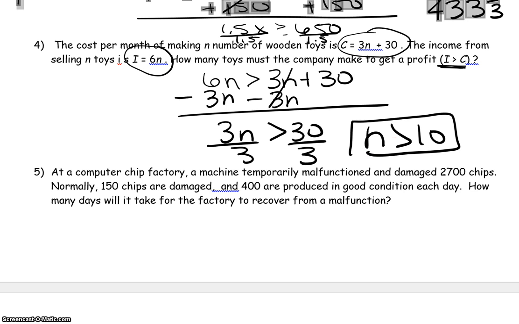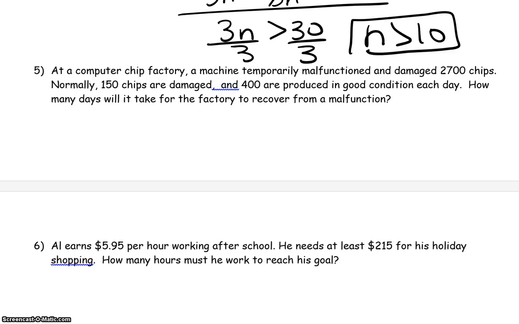All right, number 5. At a computer chip factory, a machine temporarily malfunctioned and damaged 2,700 chips. Normally, 150 chips are damaged and 400 are produced in good condition each day. How many days will it take for the factory to recover from a malfunction?